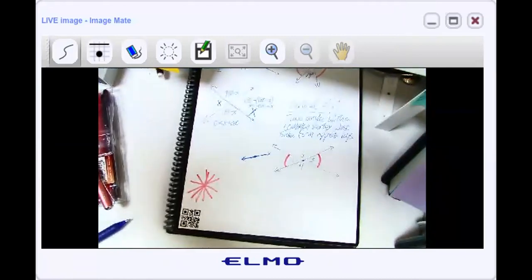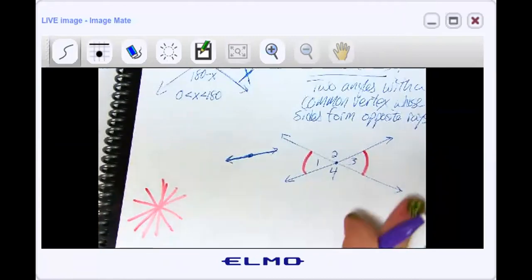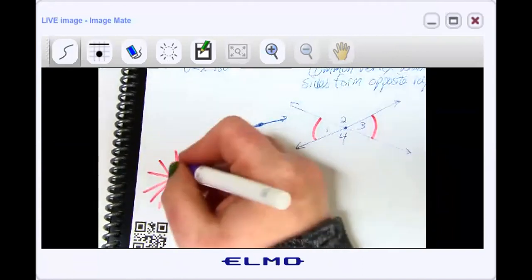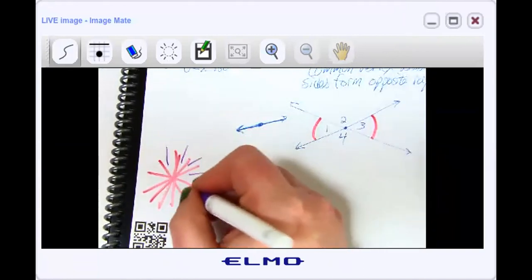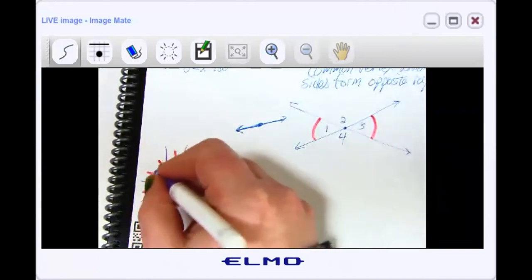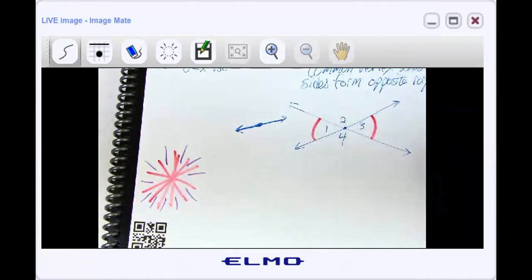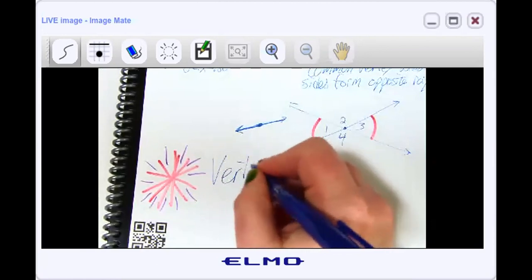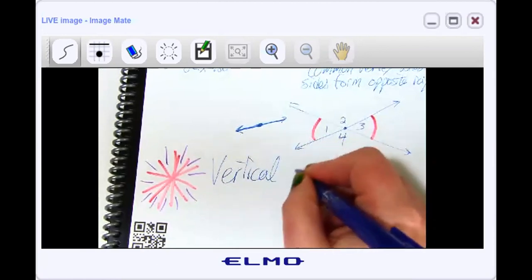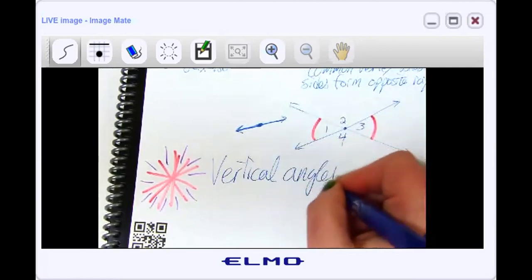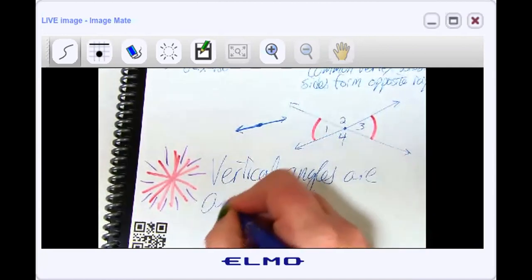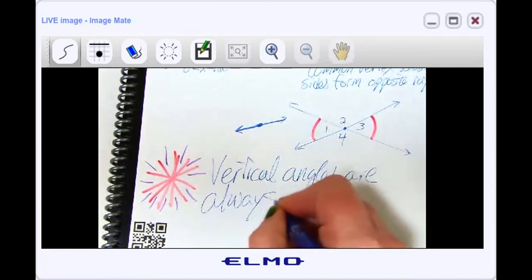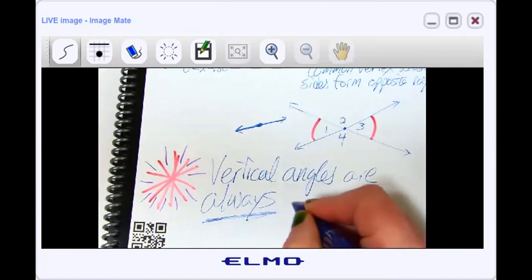All right. Look at that, fireworks. I'm starting, right? It's not just the star. Look, I'm even doing multicolor because it's so important. Really big deal here, okay? So what's the big deal? The big deal is that vertical angles are always equal.